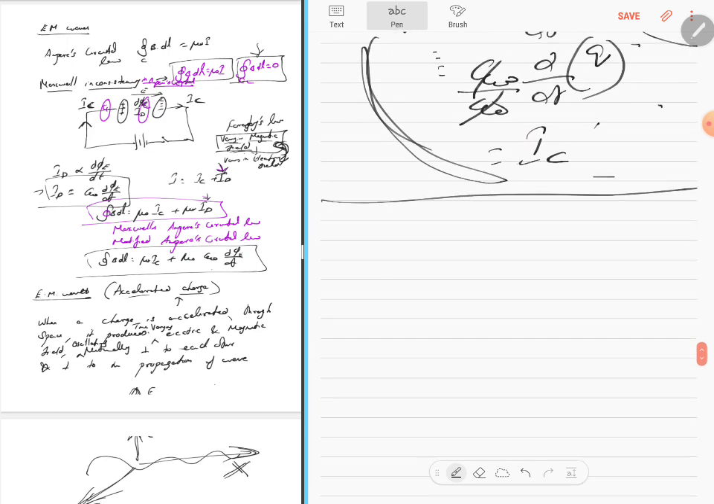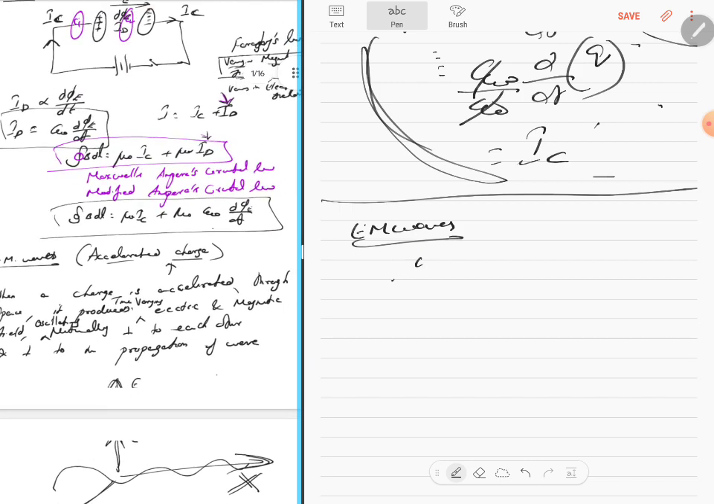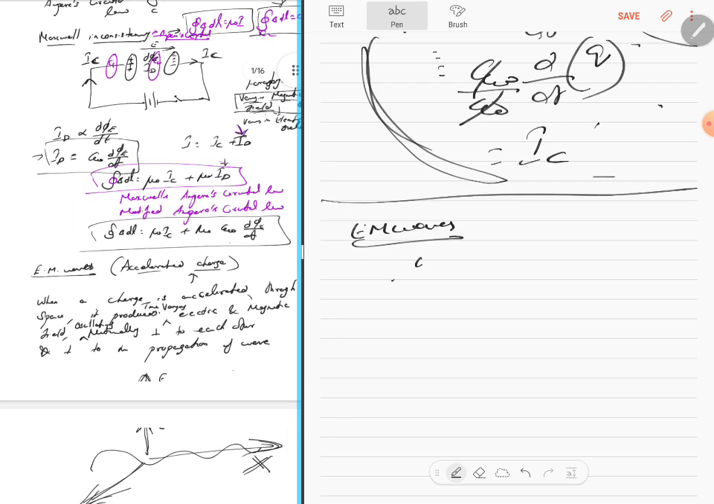So next, what are electromagnetic waves? Electromagnetic waves are produced by an accelerated charged particle in space. An accelerated charged particle produces a sinusoidally varying electric field and magnetic field, which are vibrating perpendicular to each other and also perpendicular to the direction of propagation of the wave.